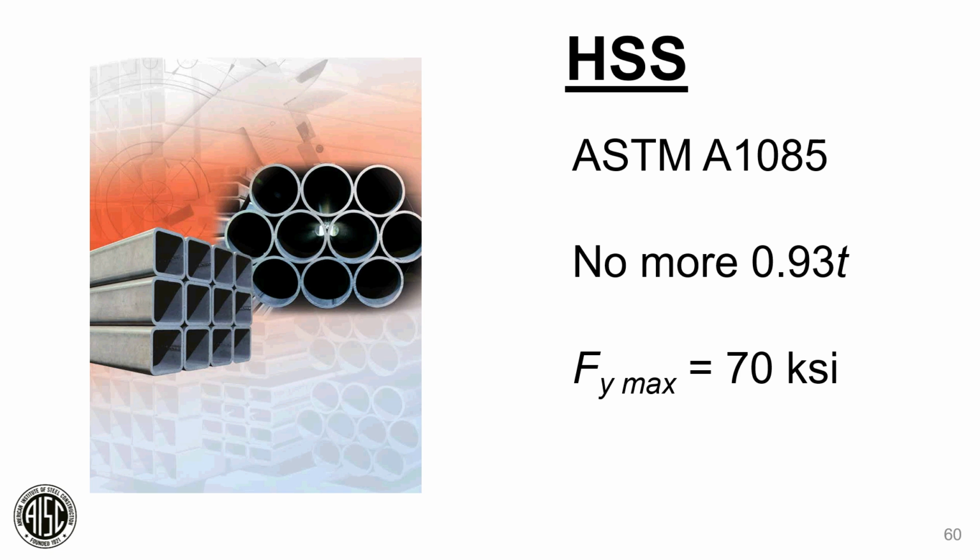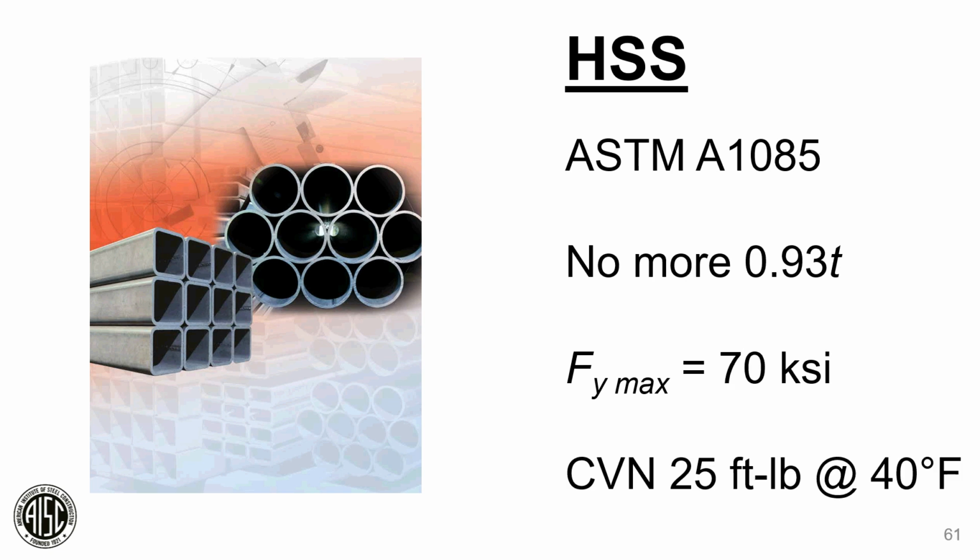The yield of this material also has an upper limit of 70 KSI. So keep that in mind as well. There are more controls on the yield. A1085 also has some added toughness requirements. The CVN is 25 foot-pounds at 40 degrees.